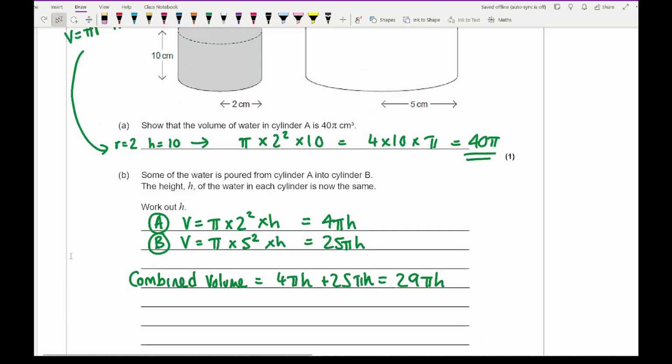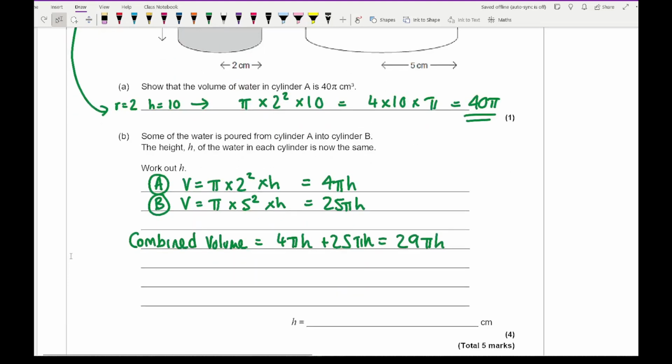Now for this, we need to make this equal to 40 pi, because that's the amount of water. So this is the volume of water, and this is the combined volume with height h being the same in both. So what we've then got is 29 pi h equals 40 pi.